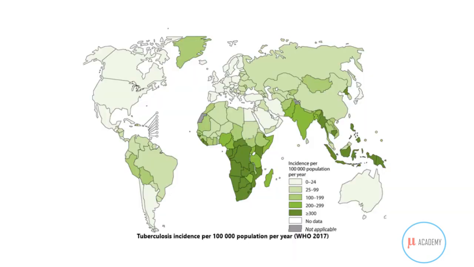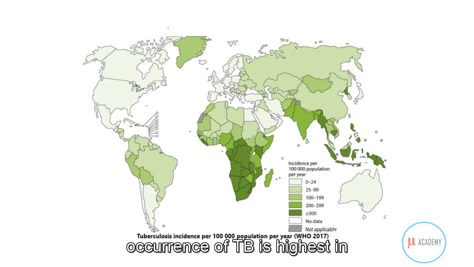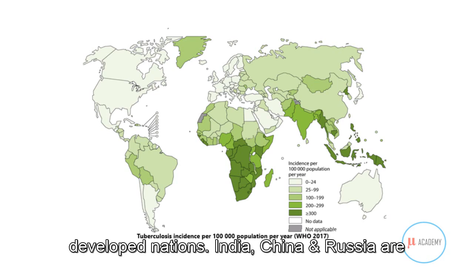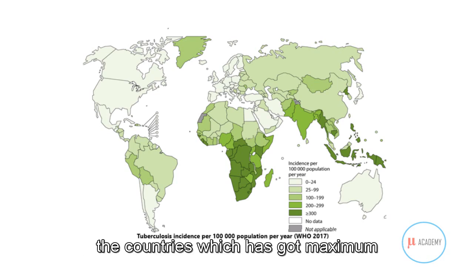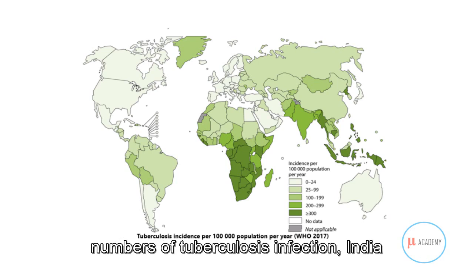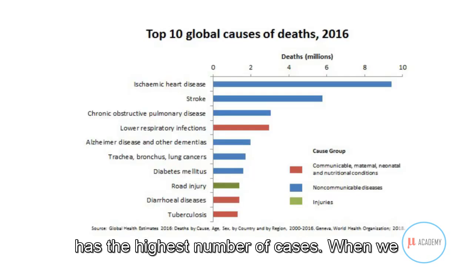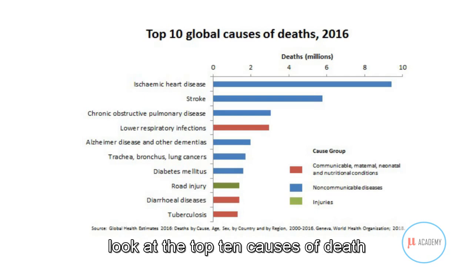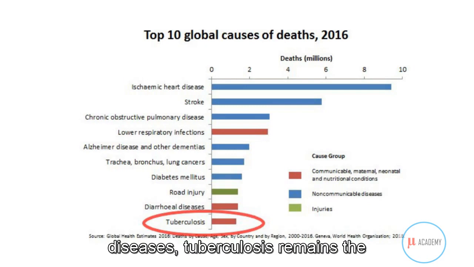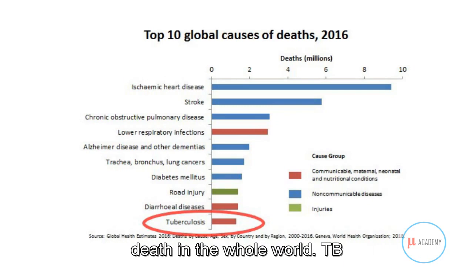When we look at the burden of tuberculosis worldwide, it can be seen that the occurrence of tuberculosis is highest in the developing nations and lesser in developed nations. India, China and Russia are the countries which have the maximum number of multi-drug resistant tuberculosis. In terms of absolute numbers of tuberculosis infection, India has the highest number of cases. When we look at the top 10 causes of death worldwide, especially due to infectious diseases, tuberculosis remains one among the top 10 causes of death in the whole world.